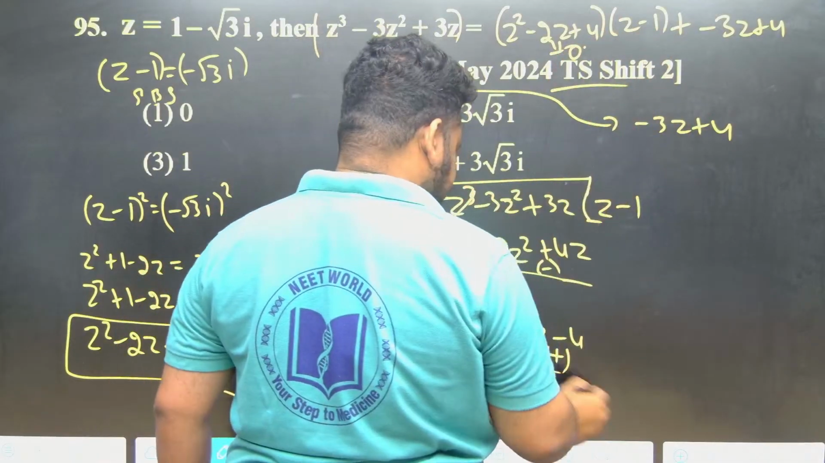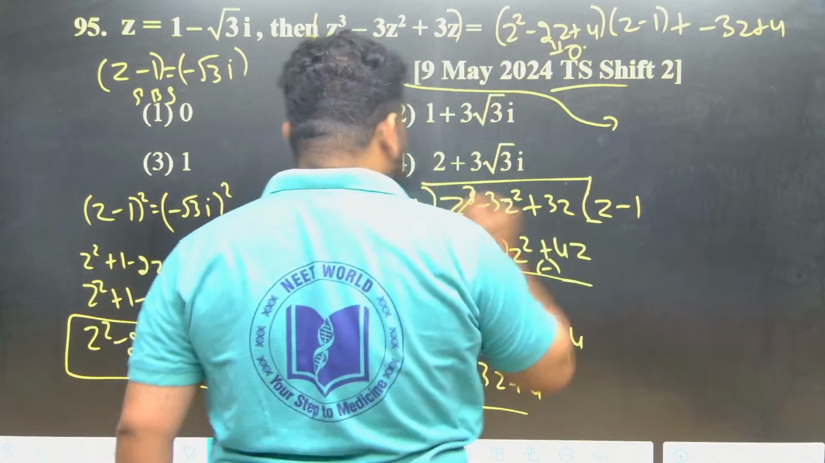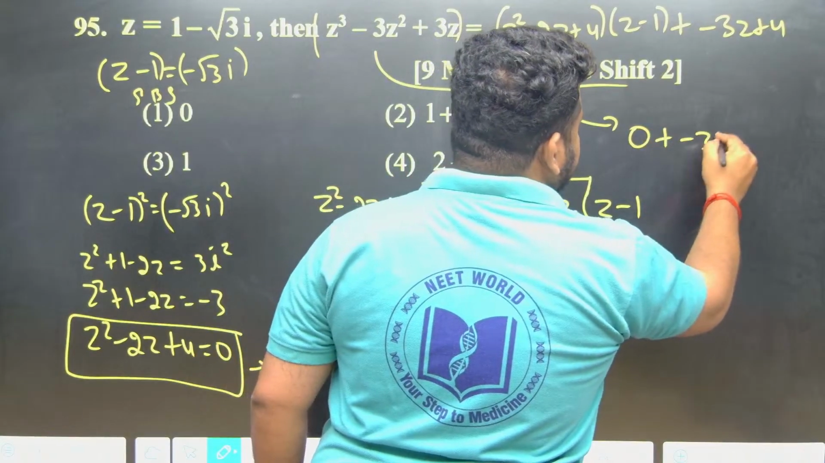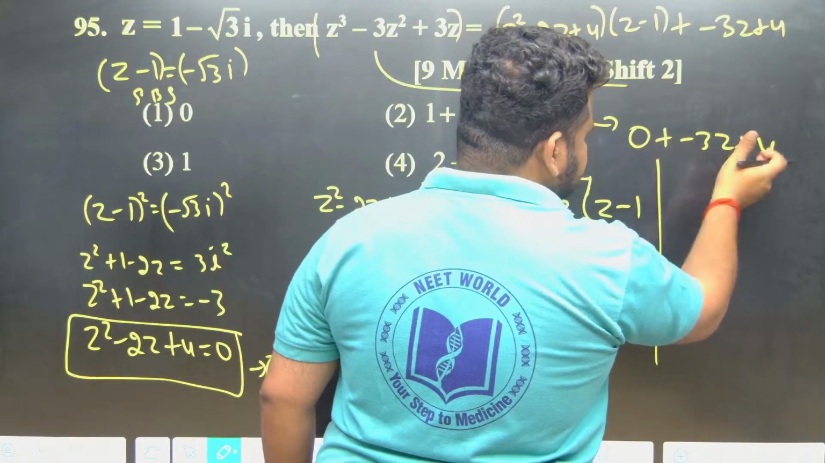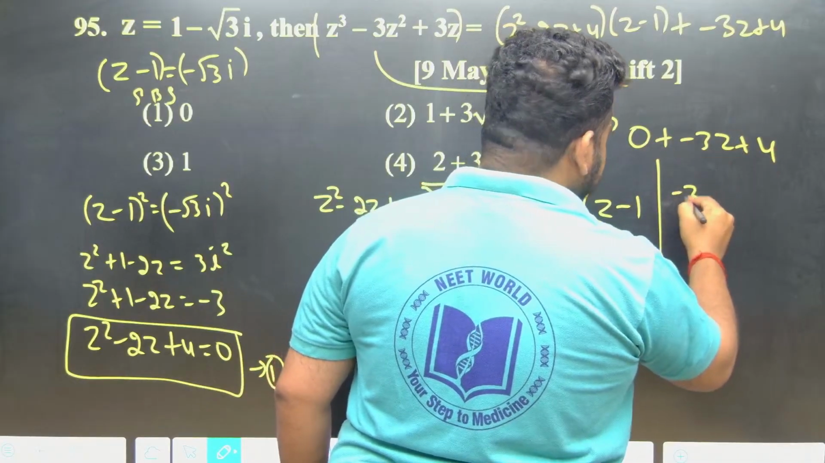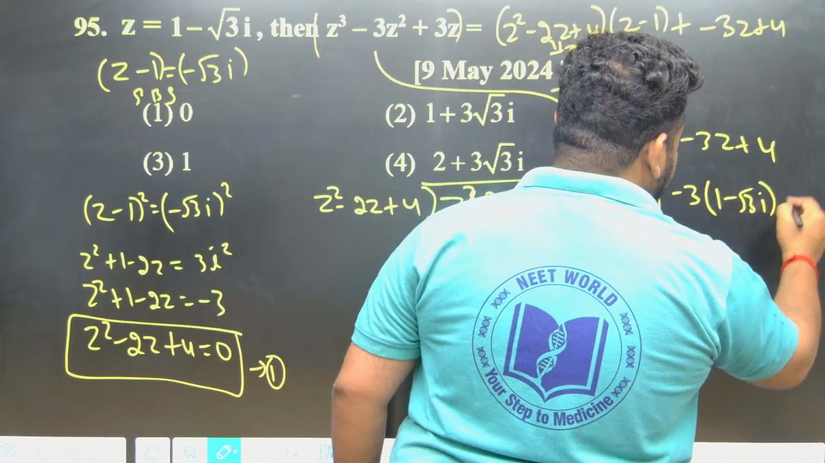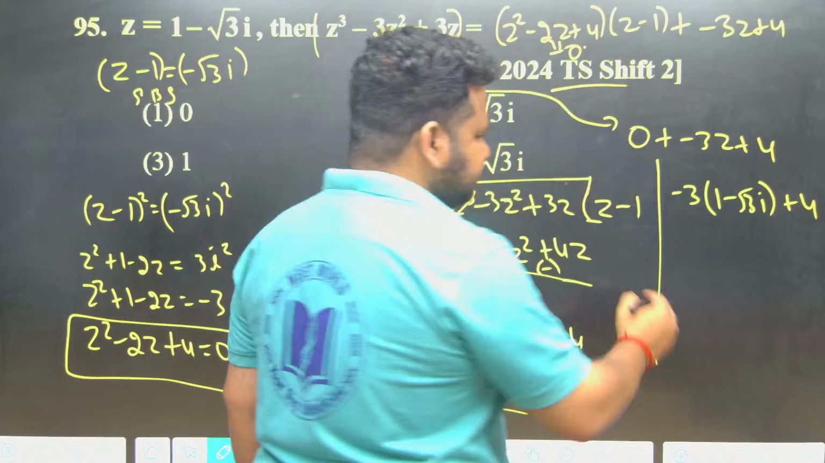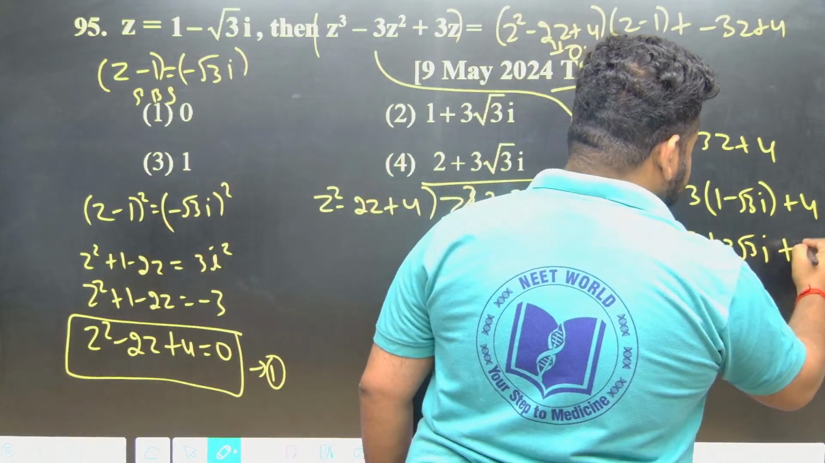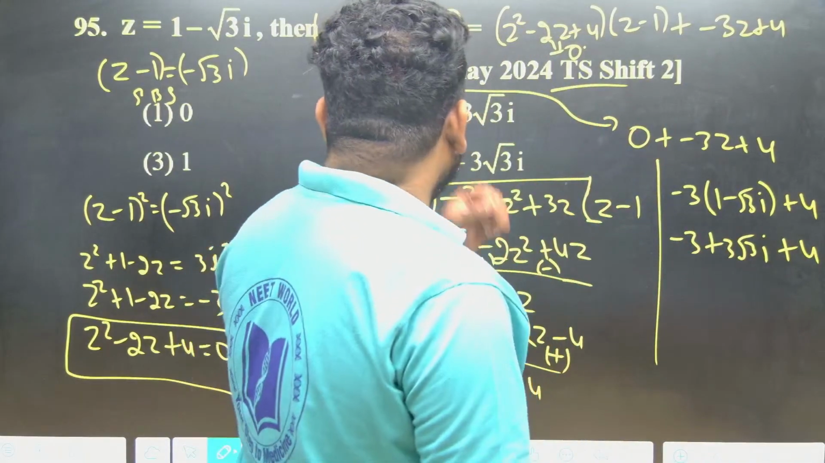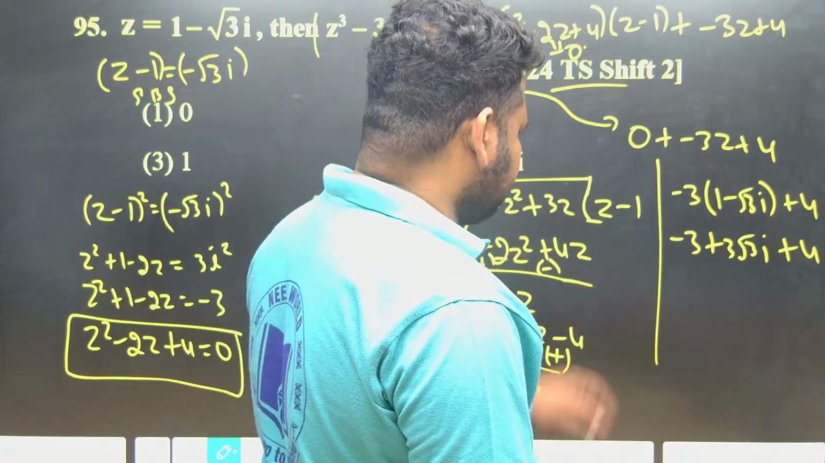Let me write it here. This entire thing will become 0 plus the remainder, minus 3z plus 4. Just put the value of z here now. The z value is 1 minus root 3 i. So, minus 3 into (1 minus root 3 i) plus 4. Multiplying, minus 3 plus 3 root 3 i plus 4.